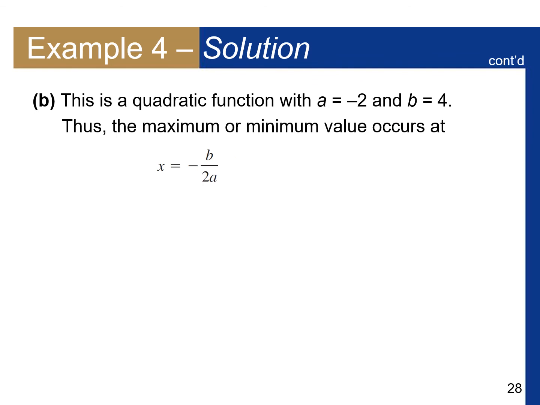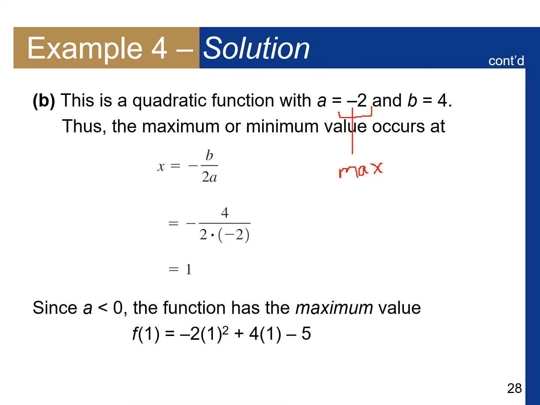Now, a quadratic function with A is negative 2 and B is 4. Plug everything in. I will get 1. Now notice that my A is negative 2. Since it is negative 2, that tells me that I am going to have a maximum value. And that maximum value will be what I get when I plug 1 into the function. And I'll have negative 3.